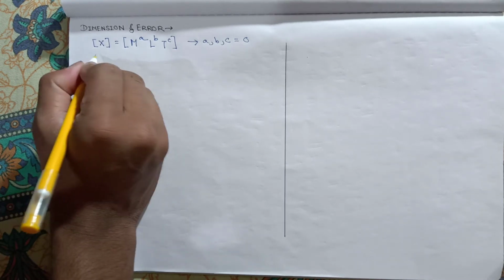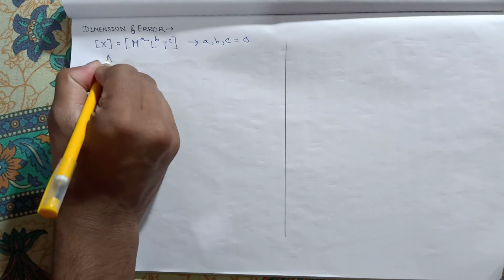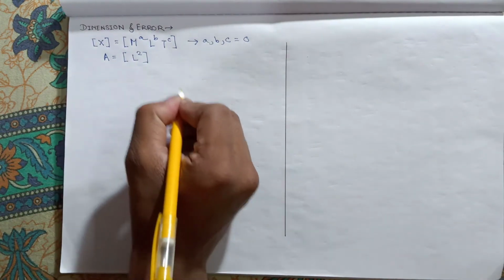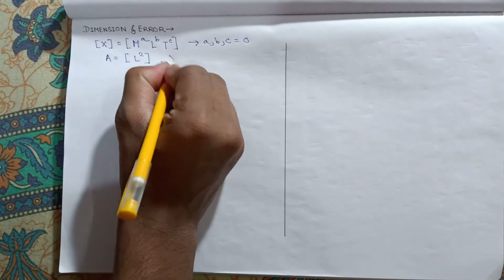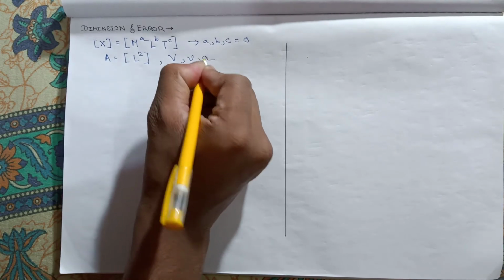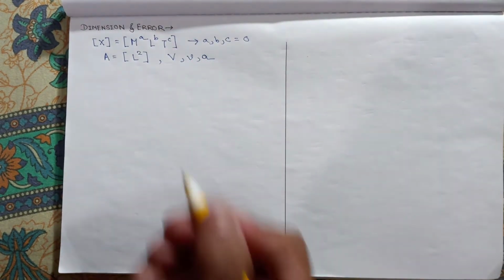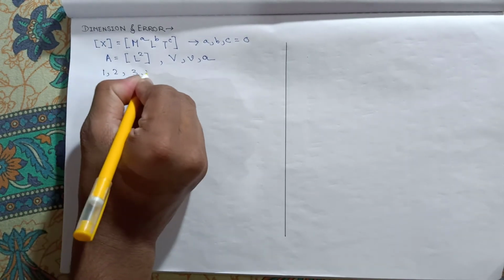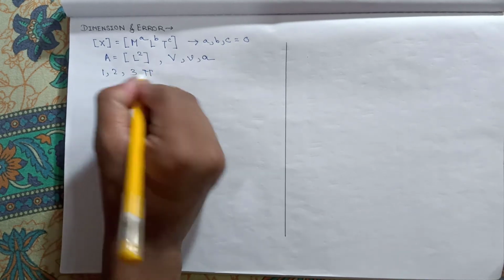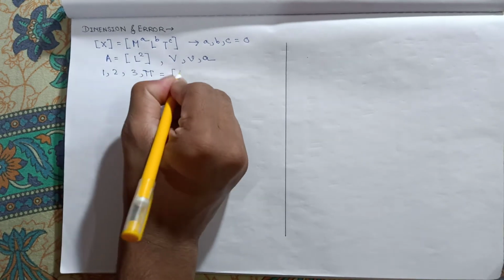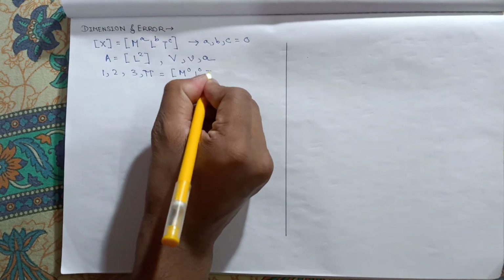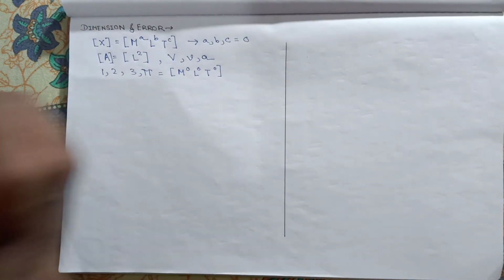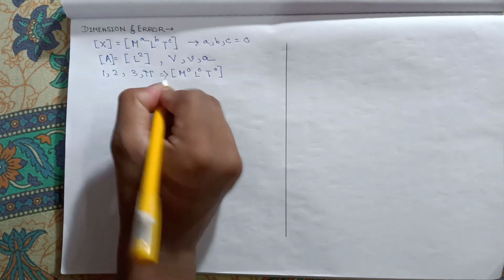Let's take some example dimensions. Say area. We all know area is length squared, so the dimensional equation will be A equals L squared. There are more: volume, velocity, acceleration. They are all dimensional variables. Some dimensionless variables are 1, 2, 3, pi, and other constants. The dimensional equation must be written in third brackets.